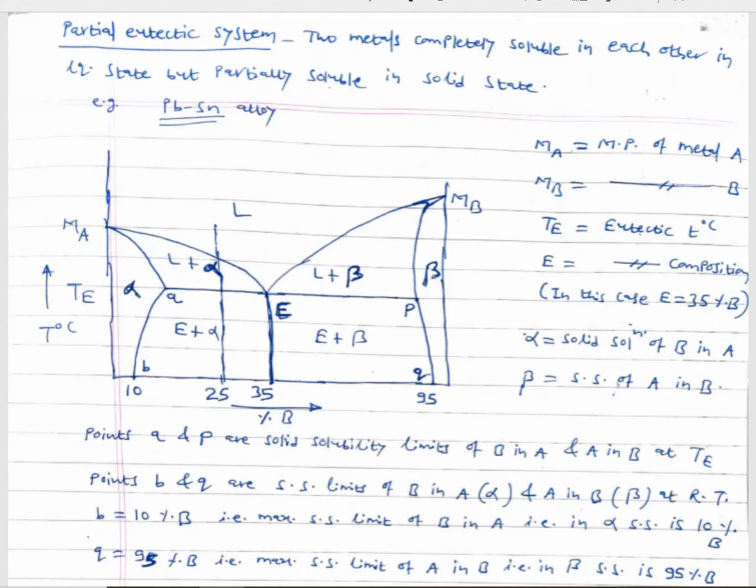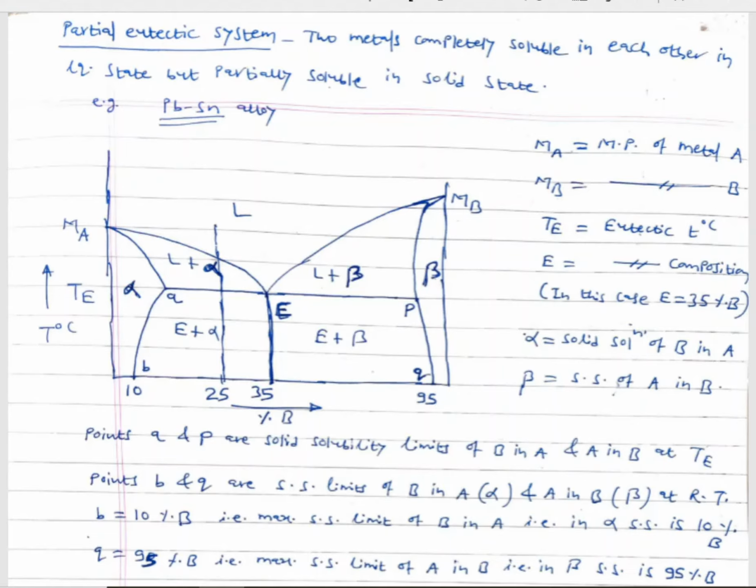There are most of the similarities between eutectic and partial eutectic system. Ma is the melting point of pure metal A. Mb is the melting point of pure metal B. Pe is the eutectic temperature. E is the eutectic composition. In this example, eutectic composition is 35% B.